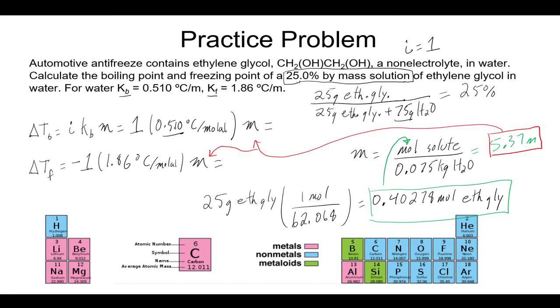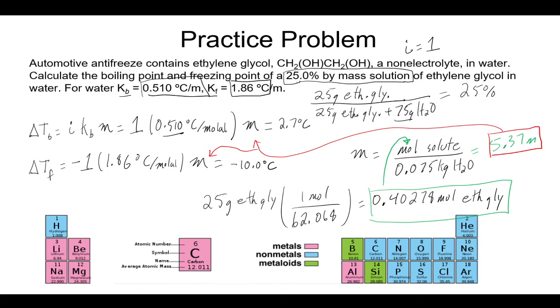So 1 times 0.5 times 5.37 will give me my final answer here in terms of the delta TB of 2.7 degrees Celsius. And down here, -1 times 1.86 times 5.37 gives me a number like -10.0 degrees Celsius. And notice that this boiling point elevates much less than the freezing point depresses. And that's a factor of these constants here, right? The freezing point constant is a lot greater, so the freezing point moves a lot more for water. For different solvents, these numbers will be different.